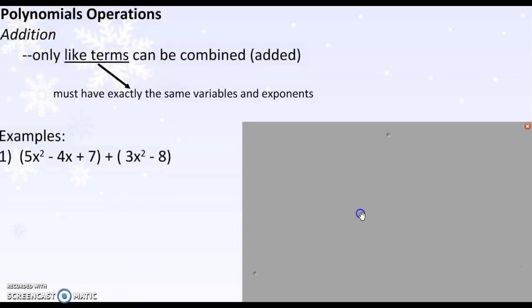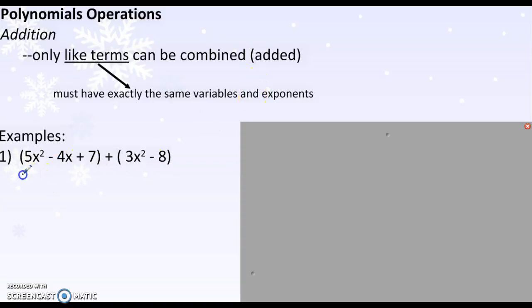So what I'm going to do is go through an example. We have two polynomials. The first one we have here is a trinomial, and the second one is a binomial. The degree of the trinomial is a degree 2, and the degree of the binomial is also a degree 2. So what we're going to do is look for our like terms.